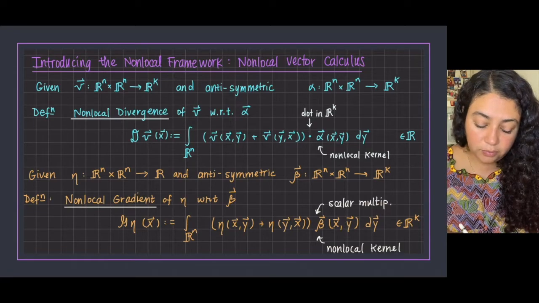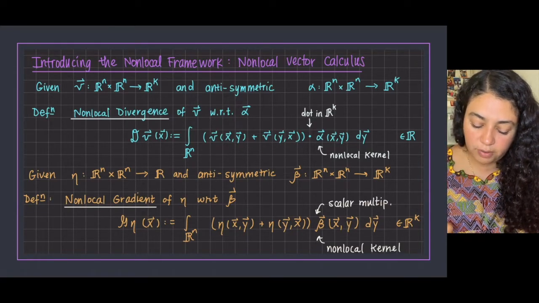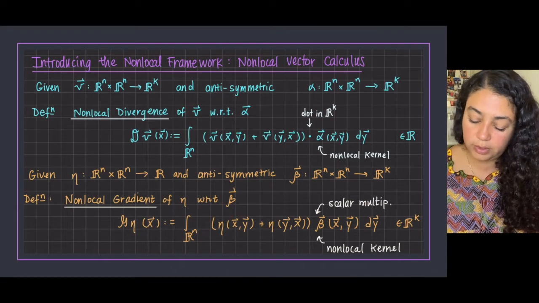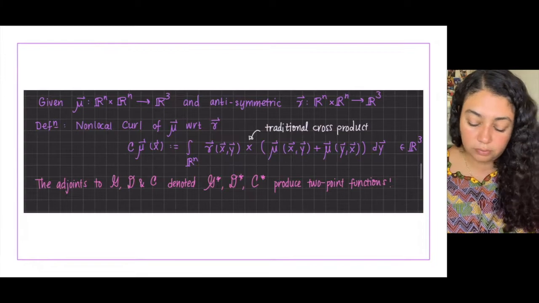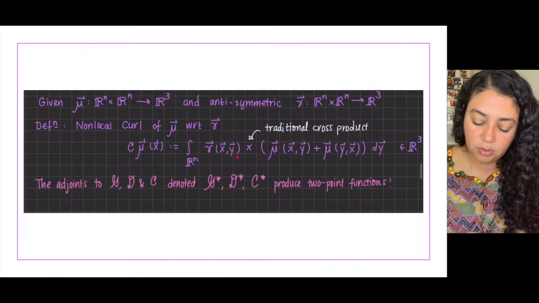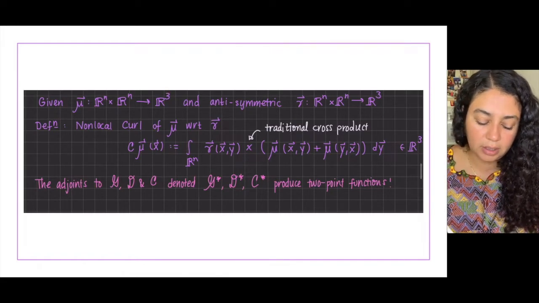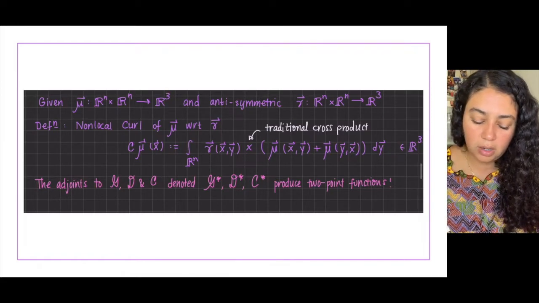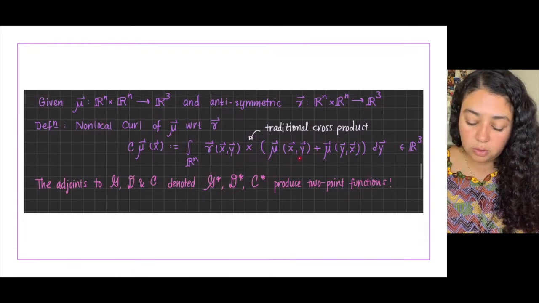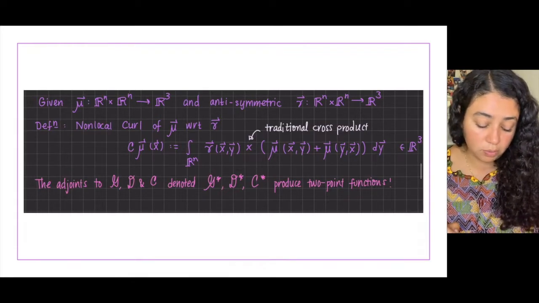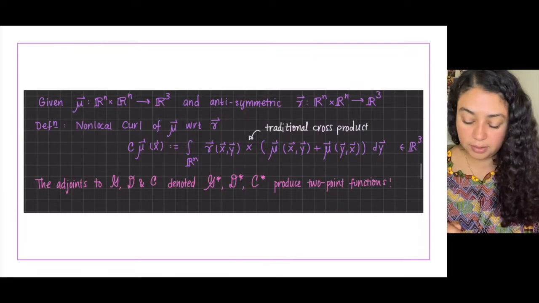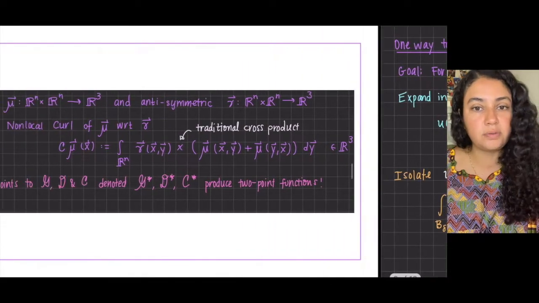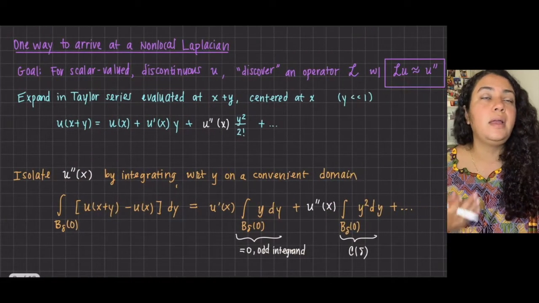Okay, so V is some two-point vector field, eta is some two-point vector field, alpha, beta, these are nonlocal kernels. And similarly for curl, I can take an antisymmetric kernel here, a traditional cross product. That's why I need mu to be an R3 valued vector field, a two-point vector field, two vector inputs. There are adjoints to these operators. So that's the set of definitions that I'm using.